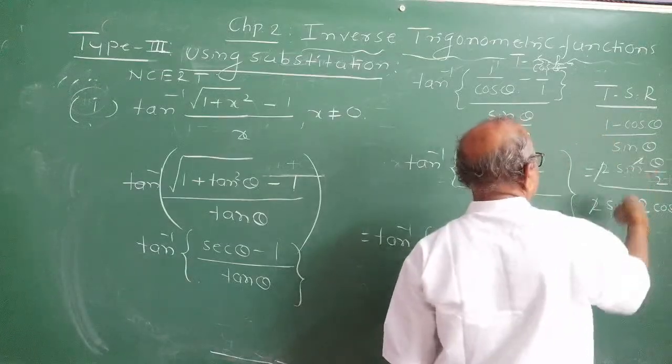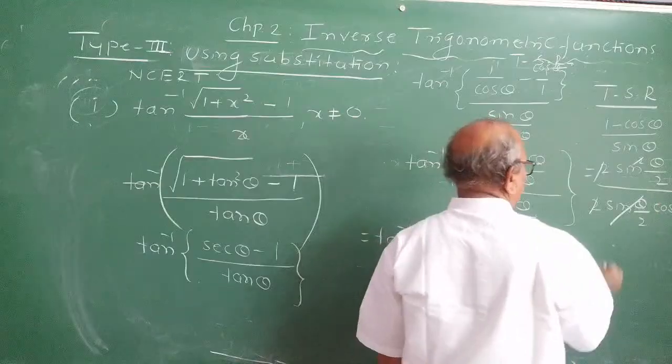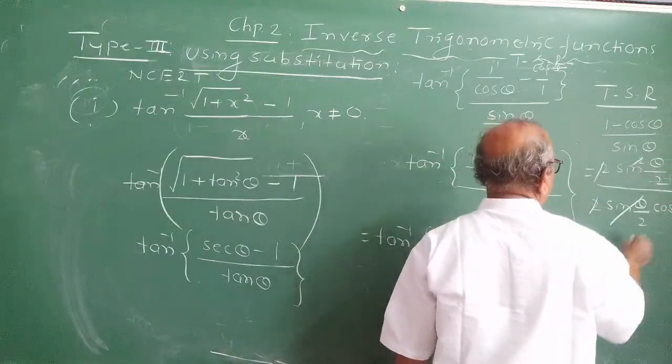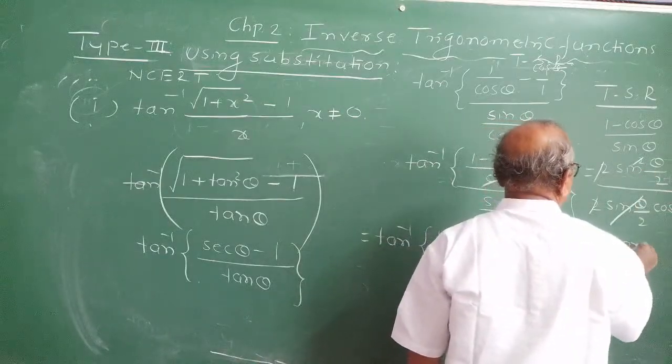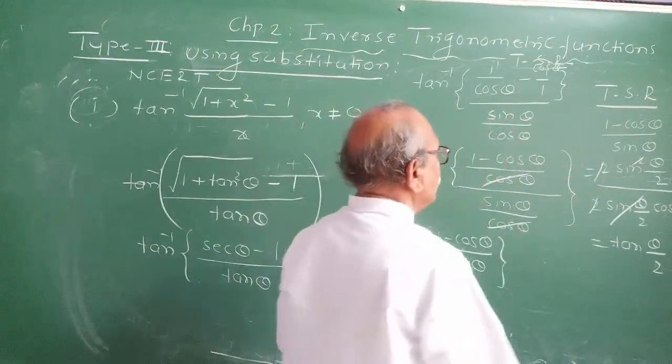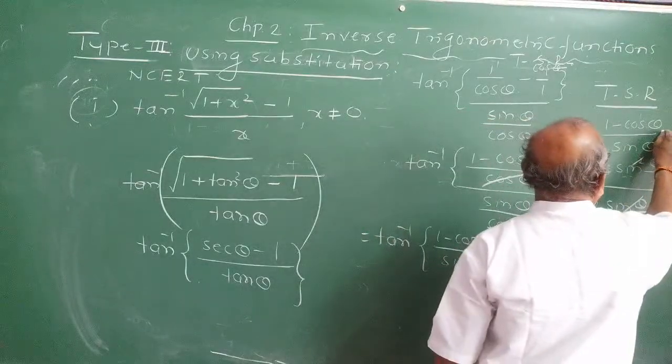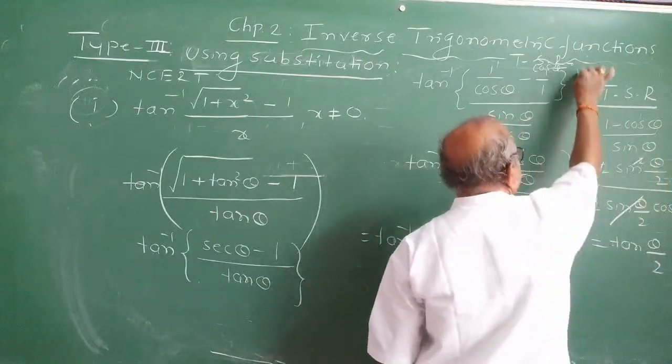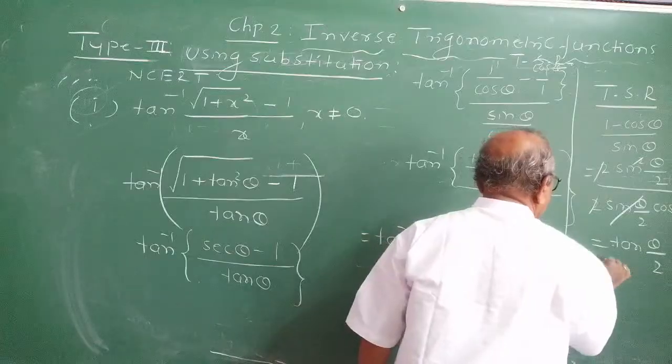Sin theta by 2 cancels. You are left with what? Sin theta by 2 upon cos theta by 2, which is equal to tan theta by 2. Look at the question. Remember this as an identity: 1 minus cos theta upon sin theta, as a TSR, a time saving result.